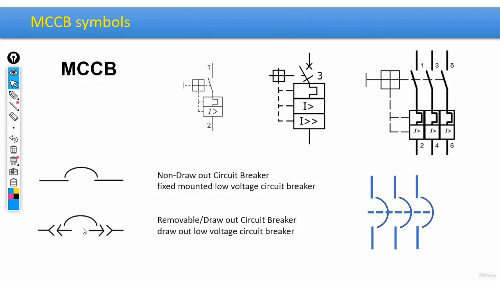And, guys, we have some more peculiar symbols that you can see here. Like, this one is used for draw-out circuits. And again, don't forget, we're still talking about the NEMA standards, the American symbols. And this one is, for example, used for fixed circuits, okay?